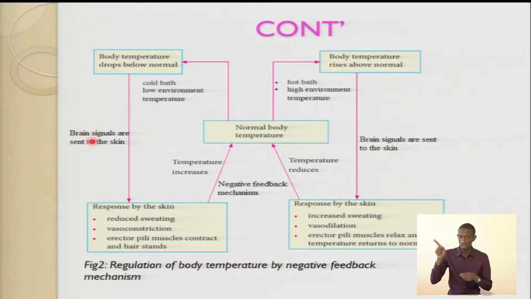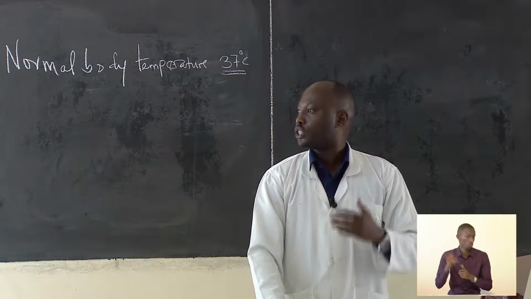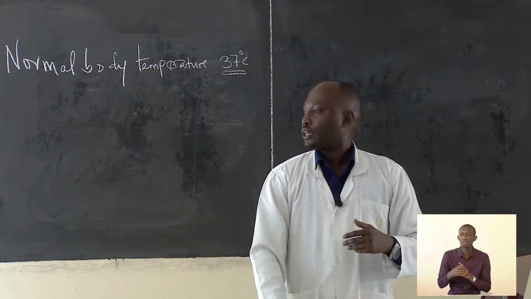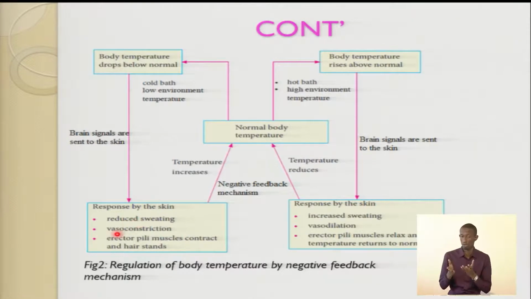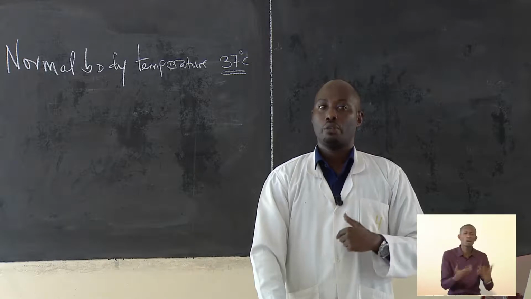What happens? The brain signals it. I talked about the hypothalamus. Once the hypothalamus detects it, the response is to inform the responsible organs or glands to do the following things. When it is a cold bath, number one, there is reduced sweating. Number two, vasoconstriction. And number three, the erector pili muscles contract. If this happens, the temperature is increased and goes back to normal. This other side shows the hot bath, when it is too hot, and the negative feedback we will use to return the body temperature to normal.